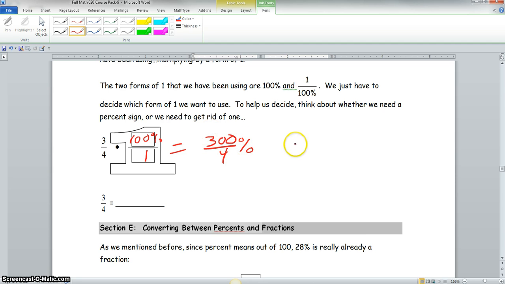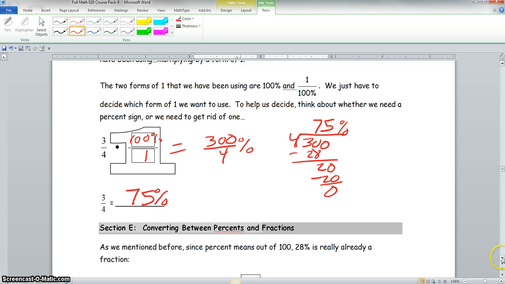So now what we could do is we could take 4 into 300. 4 goes into 30 7 times. 7 times 4 is 28. 30 minus 28 is 2. Bring down your 0. 4 goes into 20 5 times. So our final answer here would be 75, and we will put our percent sign at the end.